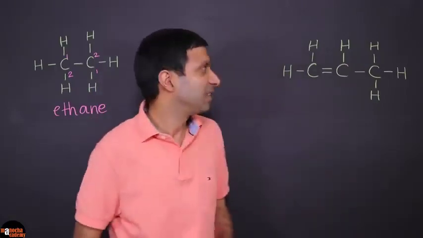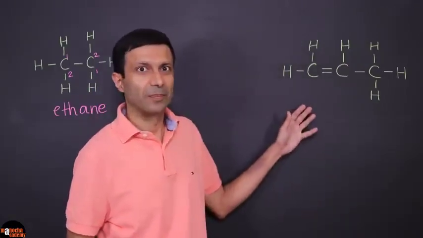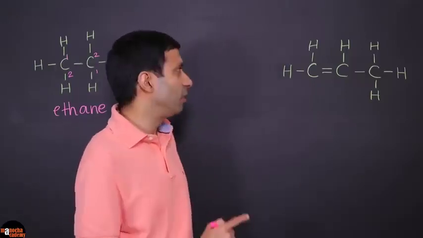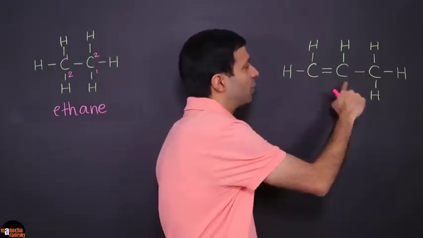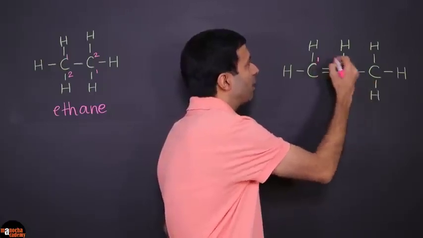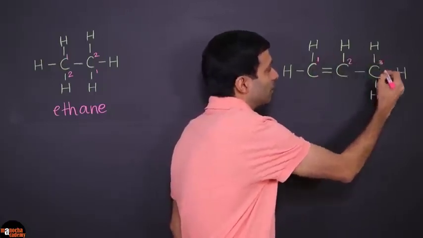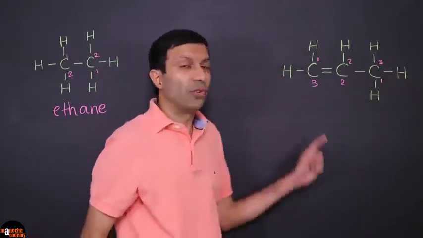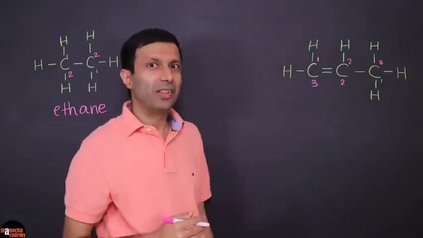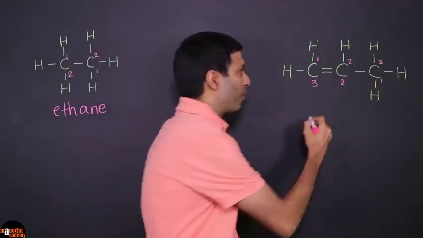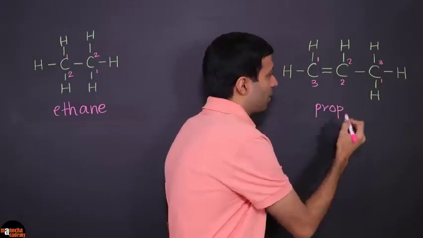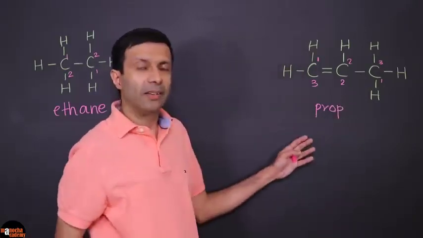Now let's go ahead and take a look at this example. So let's apply the same rules. We are going to find the longest continuous carbon chain, which are these 3 carbons, and we'll number it forward and backwards. So 3 carbons means the name is going to start with, that's right, prop. And is this a propane?